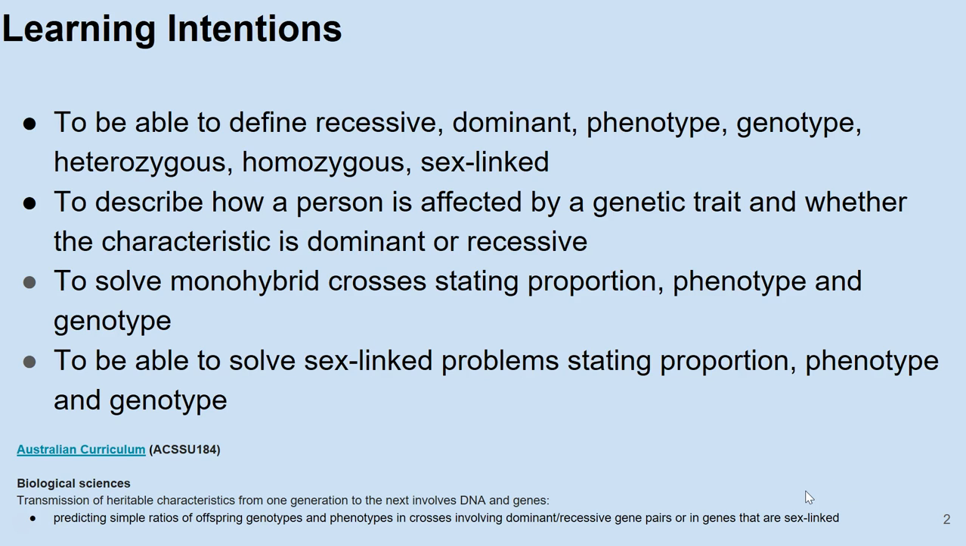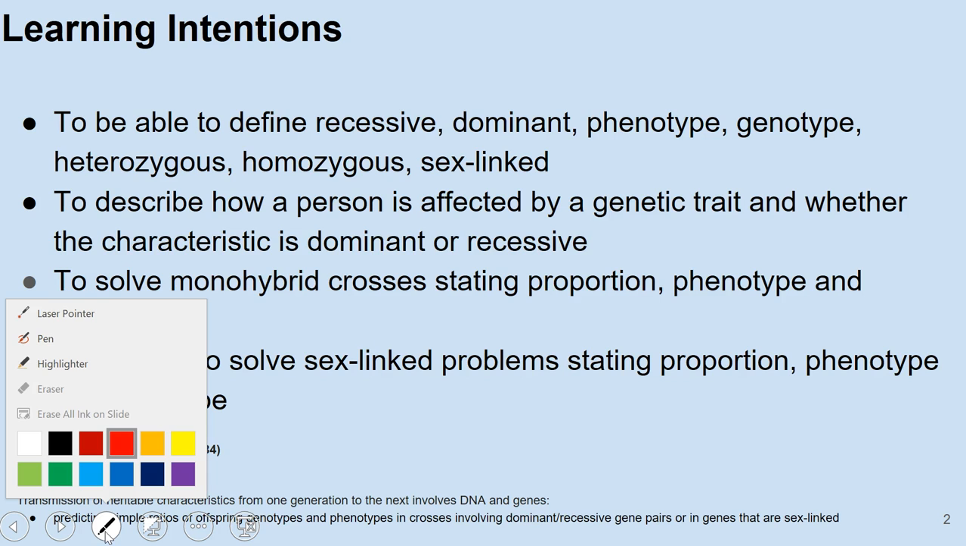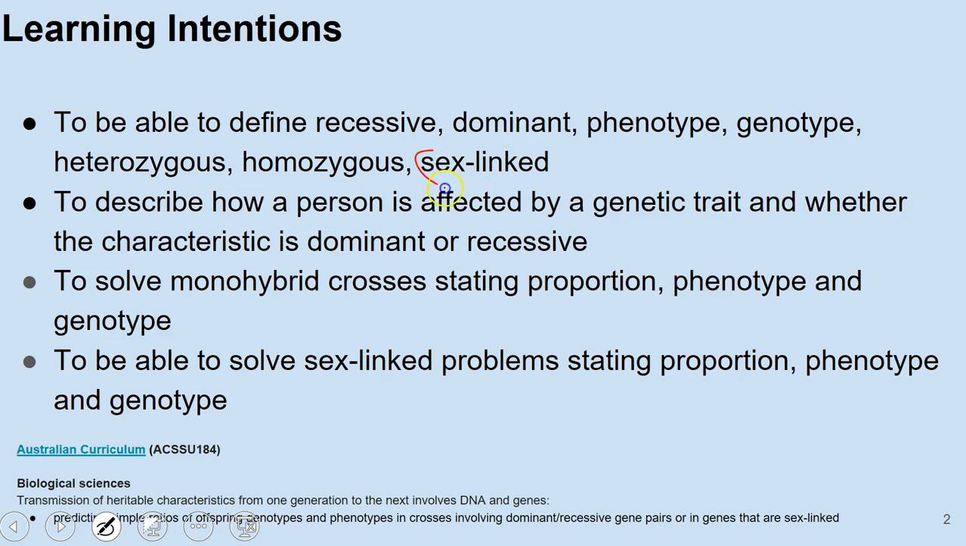For this, we need to be able to define what a recessive and dominant trait is. We also need to define phenotype and genotype, heterozygous, homozygous, and sex-linked. We will look at sex-linked later on, rather than specifically in this video. We'll be looking at sex-linked in another video, along with the diseases that are associated with it.